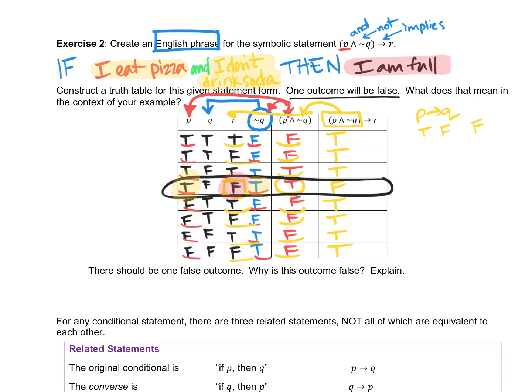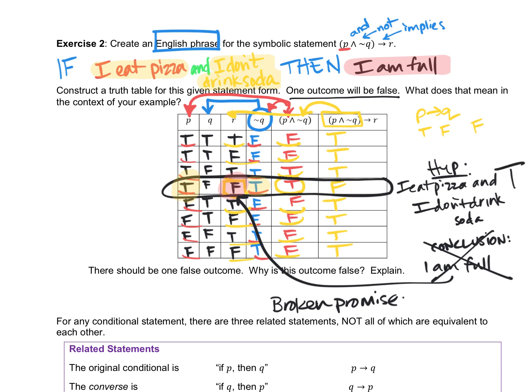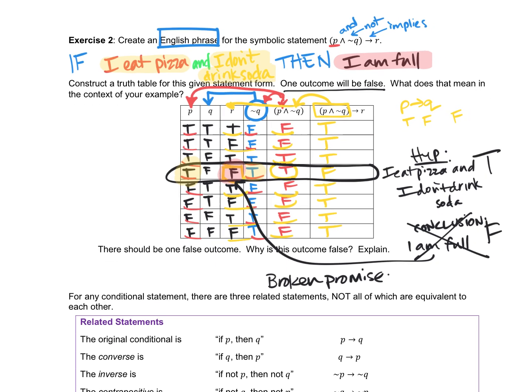So again, it's saying that I eat pizza and I don't drink the soda, which was my hypothesis. So that's all true. And then my conclusion doesn't follow through. The conclusion was supposed to be that I am full, but it says right here that that's false. So we have that broken promise, or lie, if you want to see it that way. So if the hypothesis is true and my conclusion is false, then that's my problem.